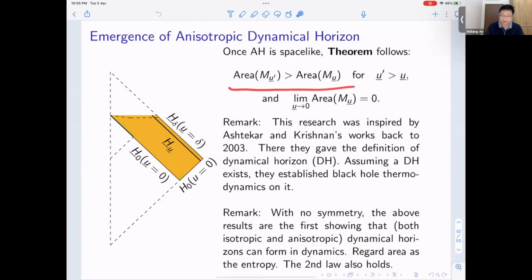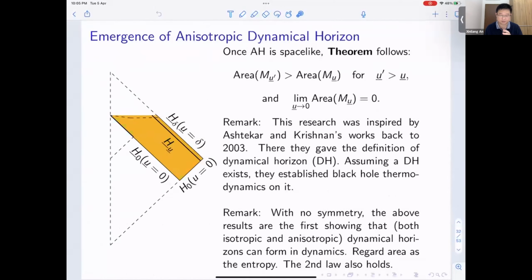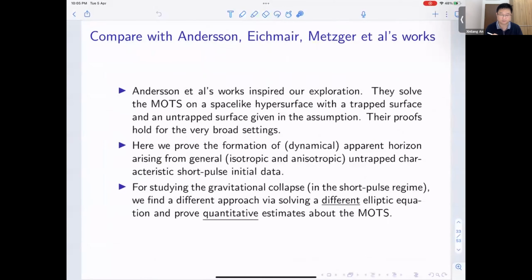And if we consider this theorem with regard to the area as the entropy, this really corresponds to the second law of black hole thermodynamics, right? So I want to compare this approach with the very famous approach by Lars Andersson, Eichmair and Metzger. Since Lars is here, I really hope to hear his suggestions and comments after the talk. So Lars et al.'s work inspired our exploration.